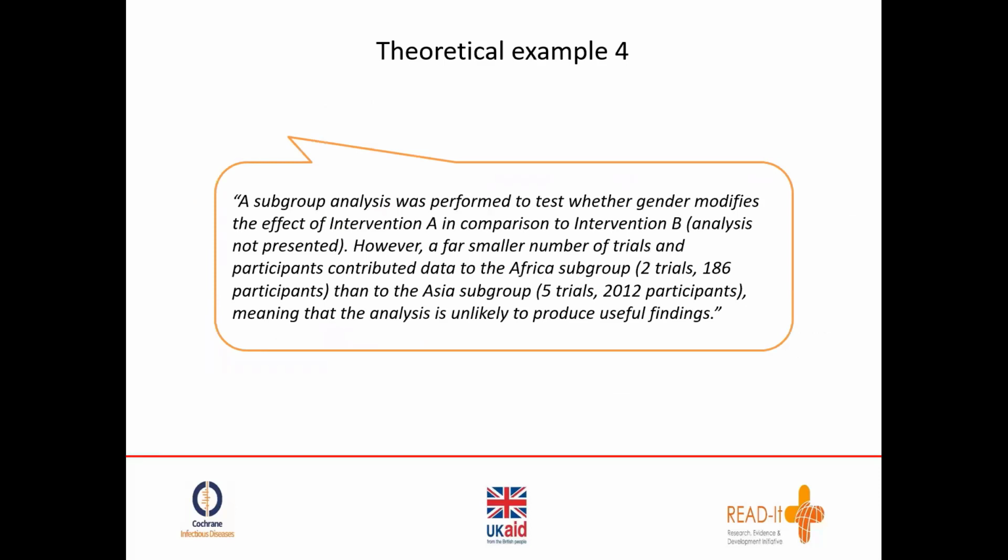And if review authors did decide not to present this analysis, which is what I would almost certainly recommend, but clinical context could provide further justification for that decision, I would include something in the text that says that we did the analysis and explain why it hasn't been presented, which is due to the fact that a far smaller number of trials and participants contributed data to the Africa subgroup than to the Asia subgroup, meaning that the analysis is unlikely to produce useful findings.